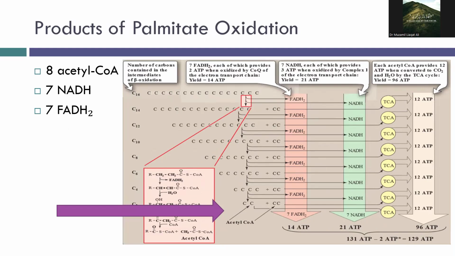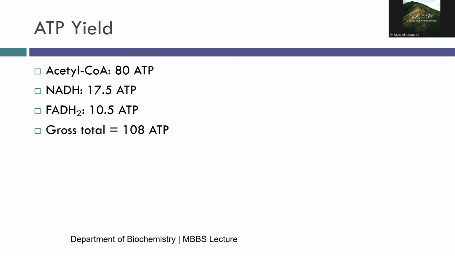So what about the final ATP yield by the end of the beta oxidation of the palmitate molecule? We have 8 molecules of acetyl-CoA, 7 NADH molecules, and 7 FADH2 molecules. These are the gross products of the beta oxidation of palmitate. Each molecule of acetyl-CoA produces 10 ATP via the TCA cycle plus the electron transport chain. So 10 times 8 is 80 ATPs.